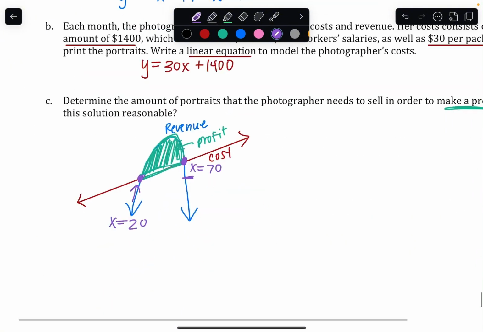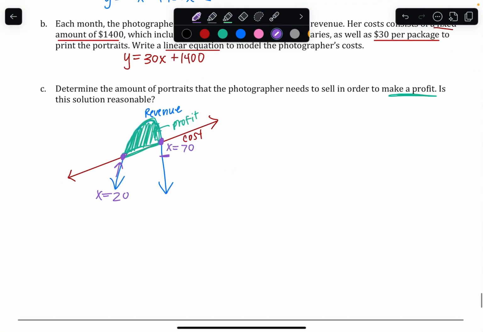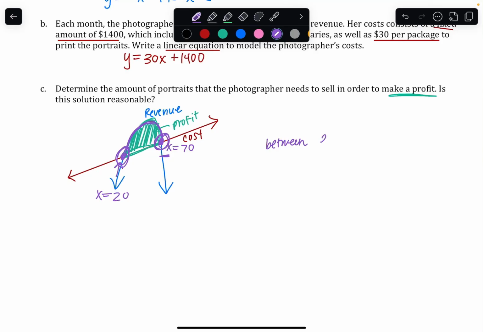Okay, and so to answer the question, she would have to sell between 20 and 70 portrait packages to make a profit. So between 20 and 70 portrait packages.